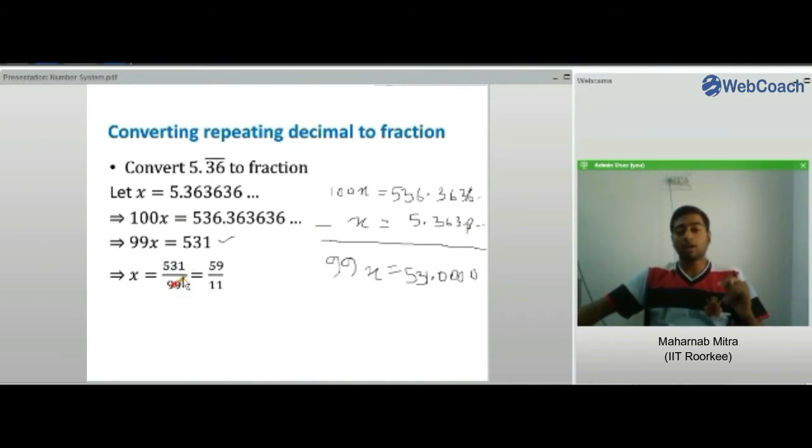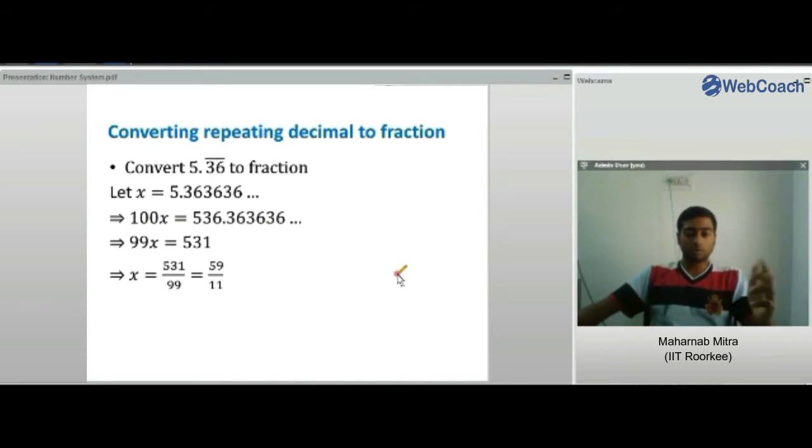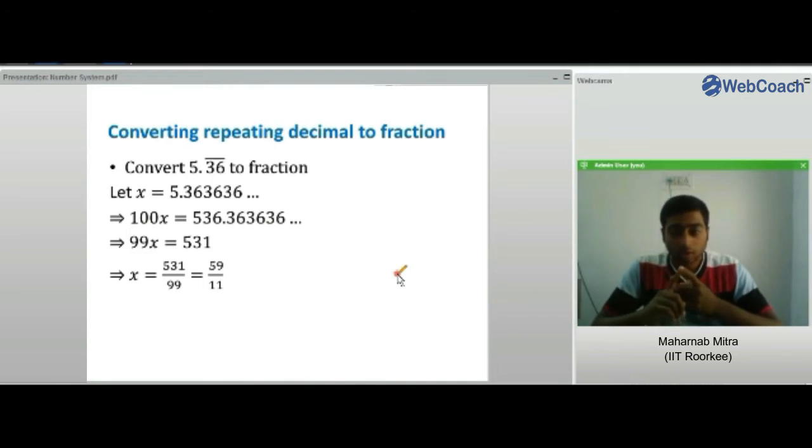So we cancel them, divide them until we have a number whose numerator and denominator are co-prime, or there are no common factors between them, right? You can see the number has been simplified to 59 divided by 11, which has no common factors between them other than 1, right? You can check it easily.